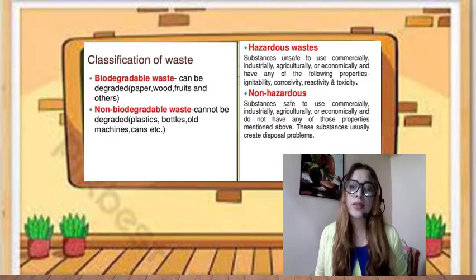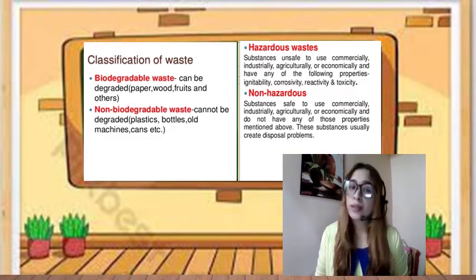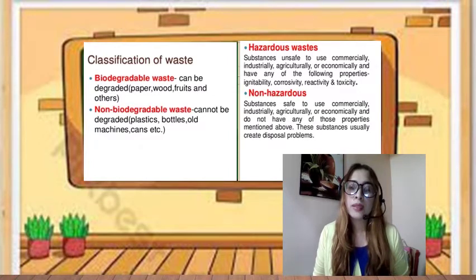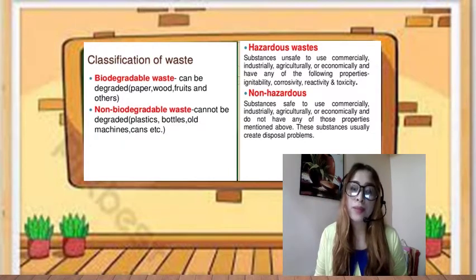There are classifications of wastes. The first two classifications are biodegradable and non-biodegradable. We all know what biodegradable waste is. These are the waste that can be decomposed by the action of microorganisms such as bacteria or fungi, while they are assimilated into the natural environment and can be converted into natural fertilizers. The second one is non-biodegradable waste. These are the waste that cannot be degraded or decomposed, like plastics, bottles, old machines, cans, and so on.